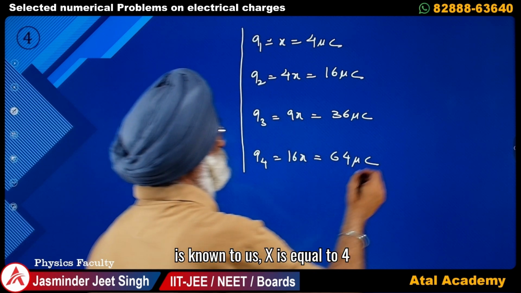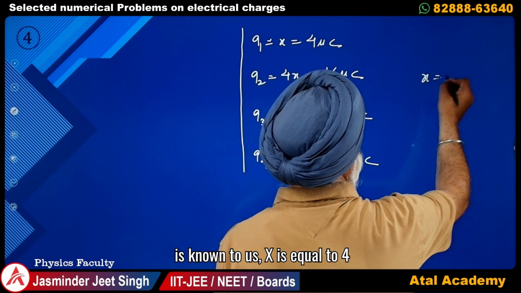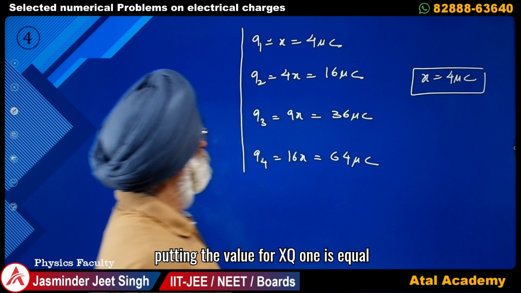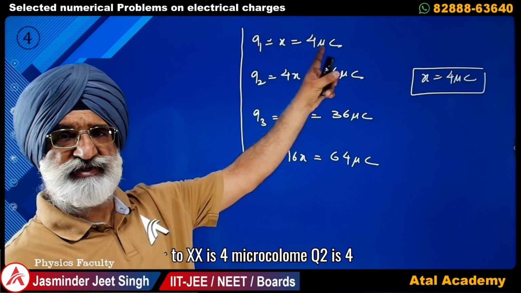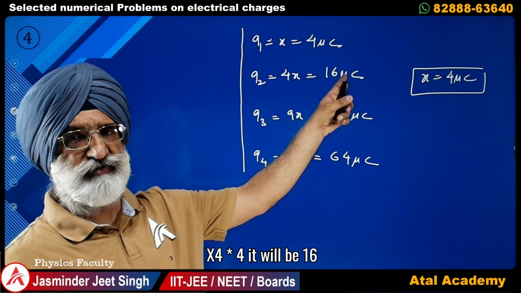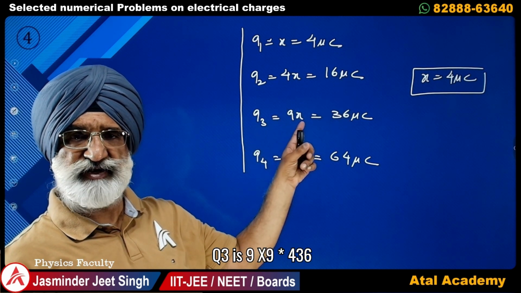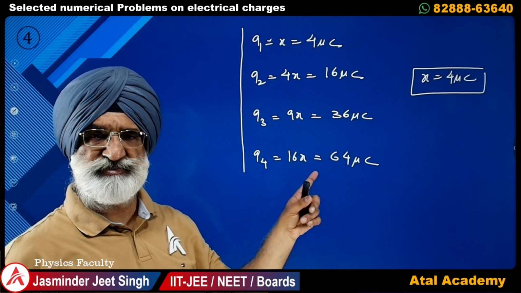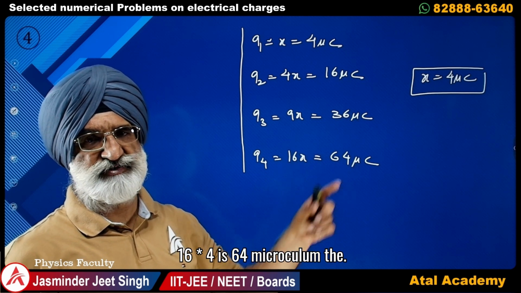If X is known to us, X is equal to 4 microcoulomb, so we can keep on putting the value for X. Q1 is equal to X is 4 microcoulomb. Q2 is 4x, 4 into 4, it will be 16. Q3 is 9x, 9 into 4, 36 microcoulomb. Q4 is 16x, 16 into 4 is 64 microcoulomb.